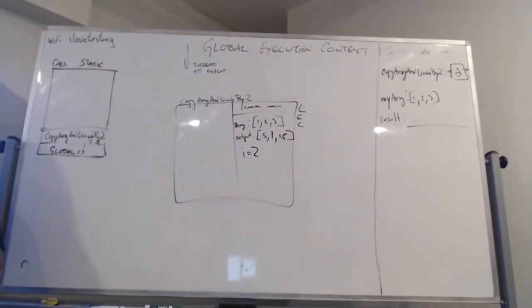Brilliant. Now, is 3 less than 3? Because we've incremented I to 3? No. So we drop out, and where do we go? We go into the output and the result. We're getting ahead of ourselves.